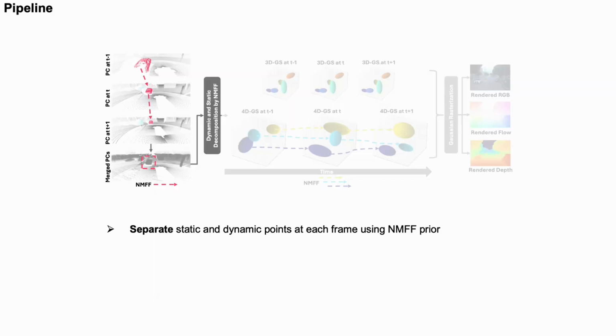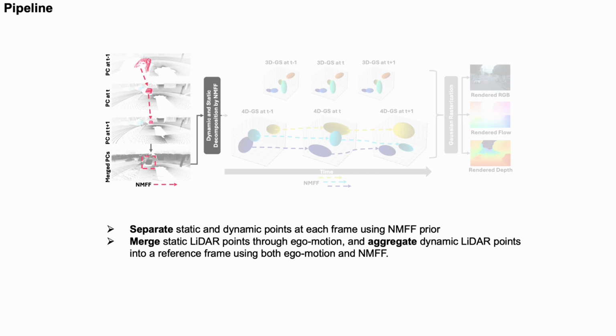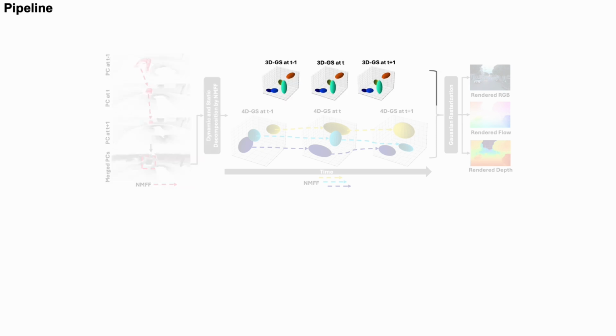For each LiDAR frame, we apply a threshold to the NMFF predicted motion at each point, allowing us to separate dynamic points from static ones. Static points across frames are then merged using the known ego car poses. For dynamic points, we aggregate them into a common reference frame by combining ego car motion with the NMFF predicted object motion. We represent the static background of the driving scene by static 3D Gaussians.